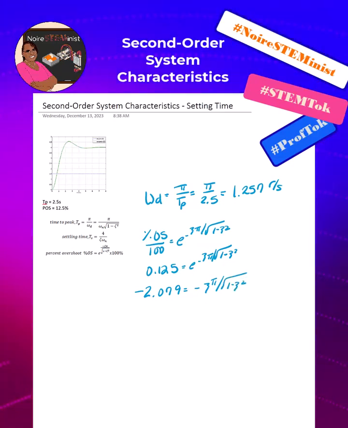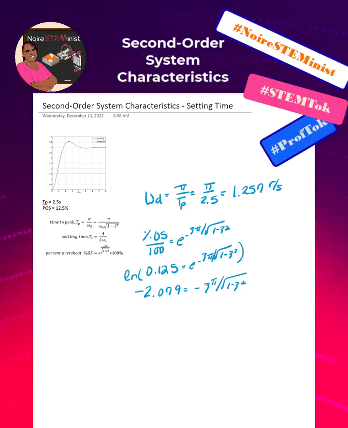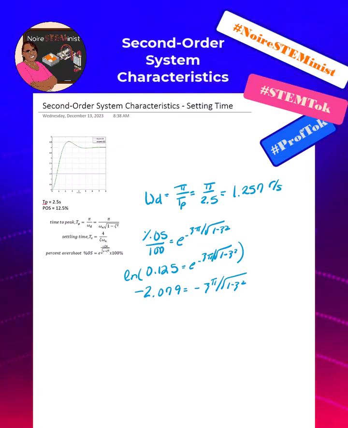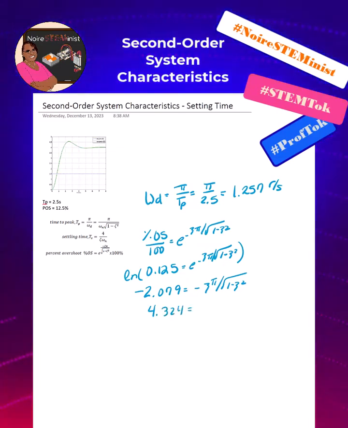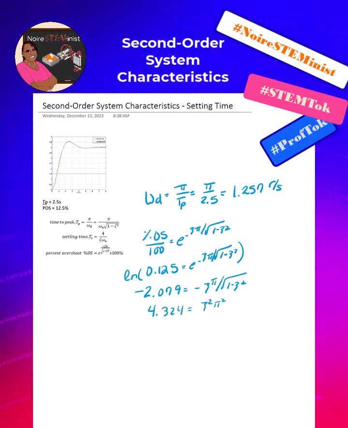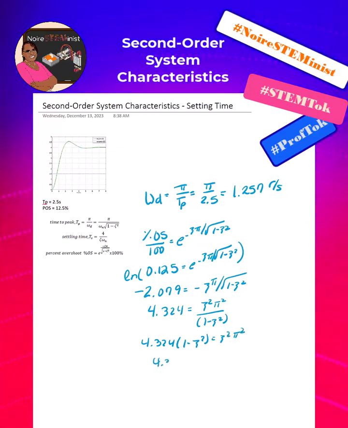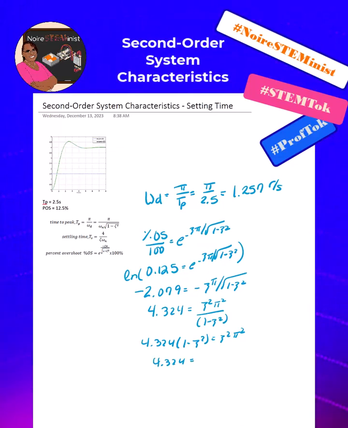So next, we're going to square both sides in order to get rid of the radical in the denominator. So after you square both sides, you are going to get 4.324 equals zeta squared pi squared divided by the quantity 1 minus zeta squared. Next, we are going to cross multiply and isolate zeta. So we're going to have 4.324 times 1 minus zeta squared equals zeta squared pi squared. So we're going to add 4.324 zeta squared to both sides of the equation.